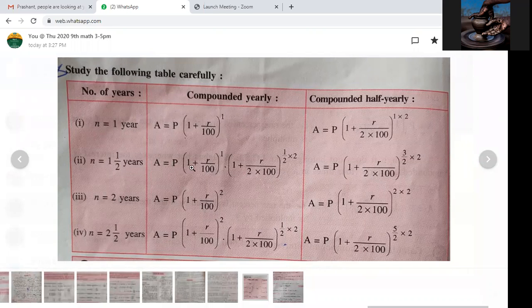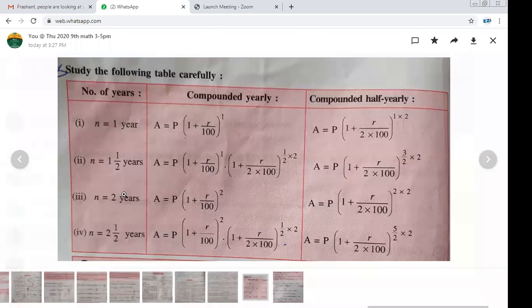Whereas over here, what is going to happen? Amount is equal to P open the bracket 1 plus R upon 100 raised to the power 1. That is for the first 1 year. And for the remaining half year, what is going to happen? It will be 1 plus R upon 200 raised to the power half into 2. I hope you have understood till here.